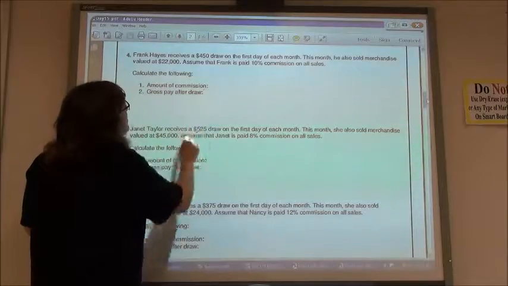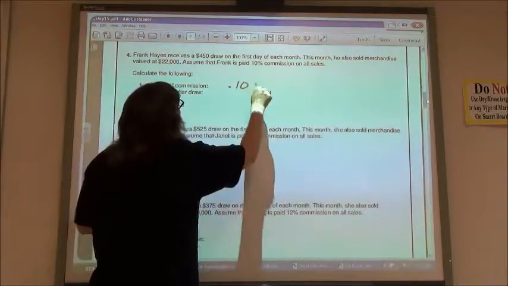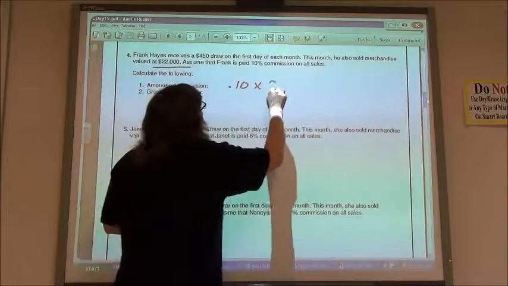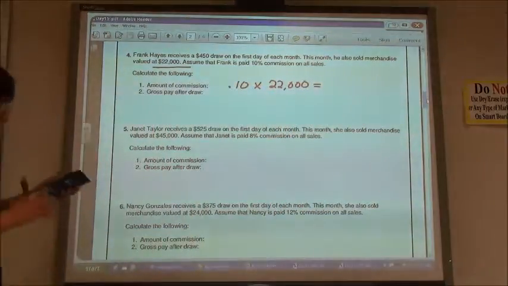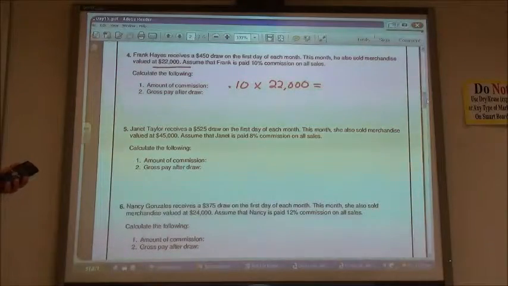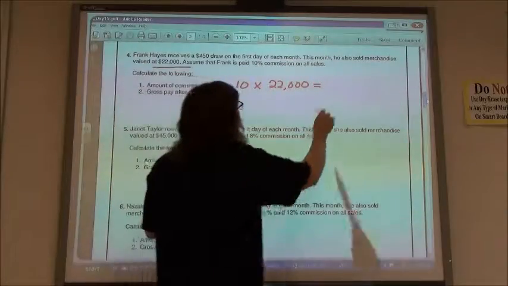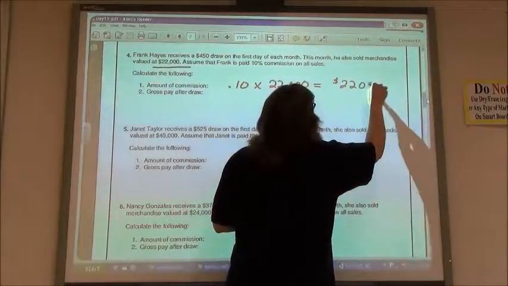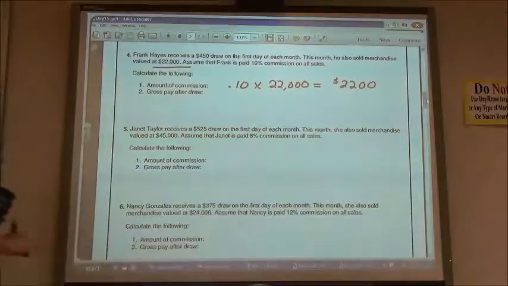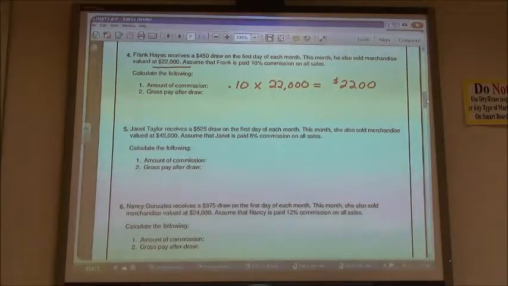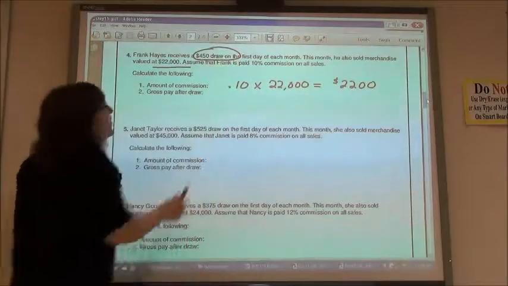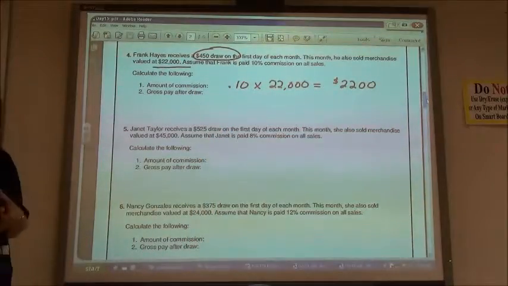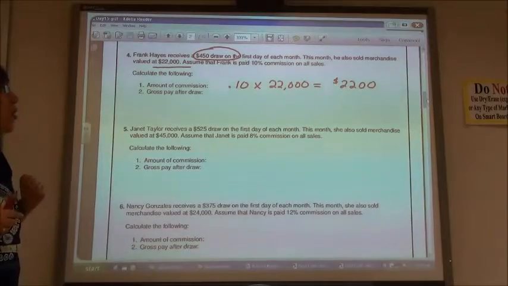So the amount of his commission is going to be 10% of the sales, $22,000. The store took in $22,000, but they're paying the salesman 10% of that, and so $2,200. Now, when he received a draw on the first day of the month, that means he gets that ahead of time. They paid him the $450 already.